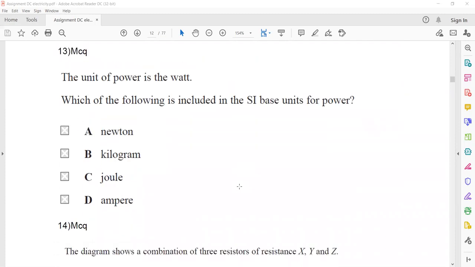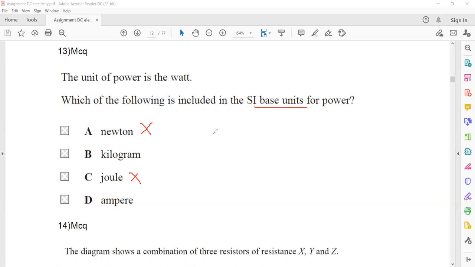In question 13, the unit of power: which of the following is included in the SI base unit of power? So what is power? Basically, power is work done per unit time, or it is joules per second, and joule itself is newton meter, and newton is kilogram meter per second square. Which of the following is included in the SI base unit? So this is a derived unit. This is also a derived unit. So either B will be the answer or D.